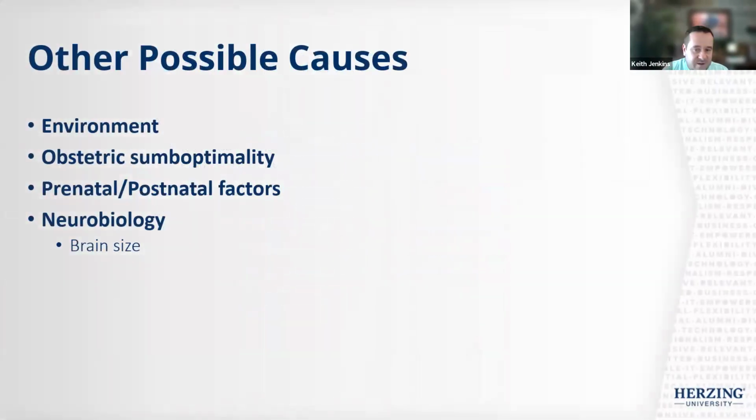Other possible causes: to the extent the environment has a role in causing autism, it has been suggested that it does so by interacting with certain genes. In other words, a certain gene or gene combinations may generate a susceptibility to autism that is in turn triggered by certain environmental factors. Environmental factors currently being considered include obstetric suboptimality, prenatal and postnatal factors as examples.